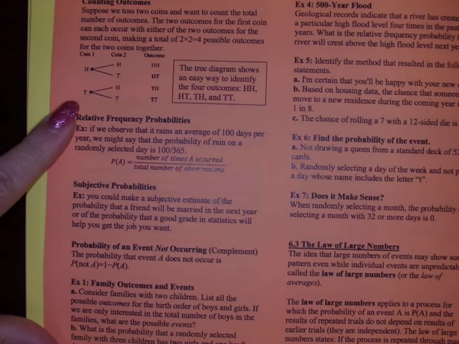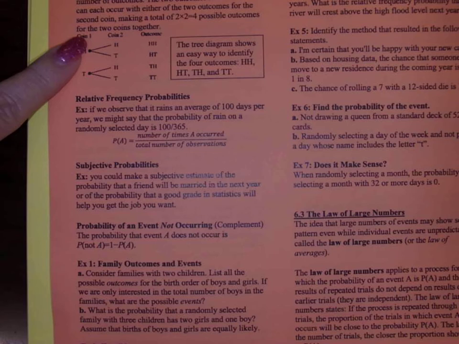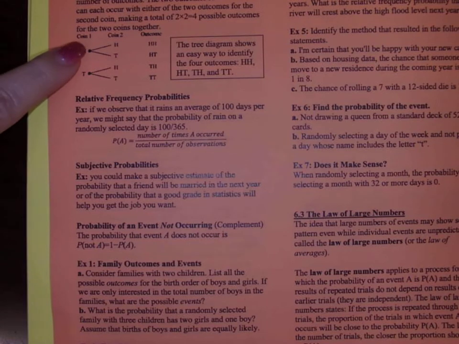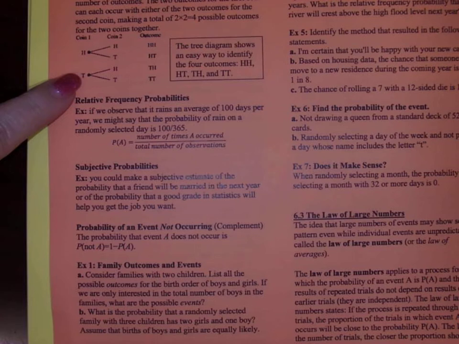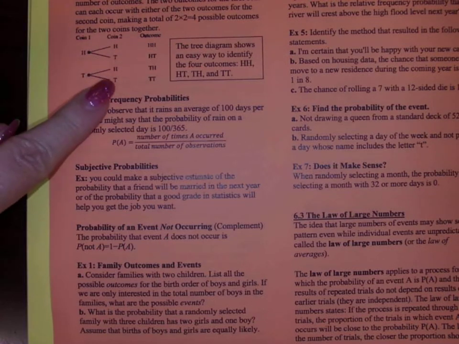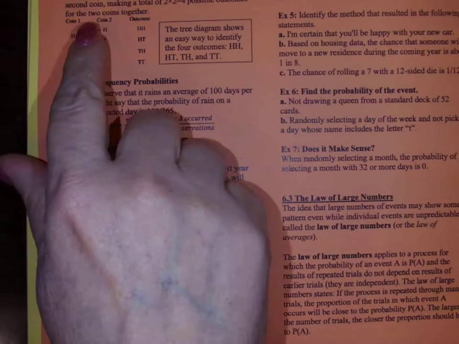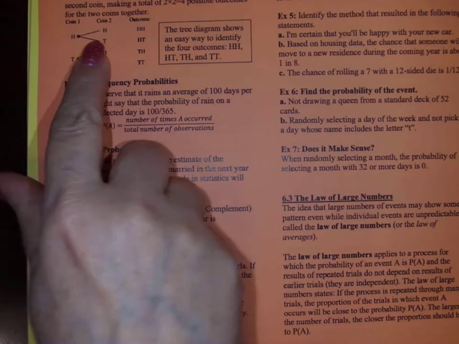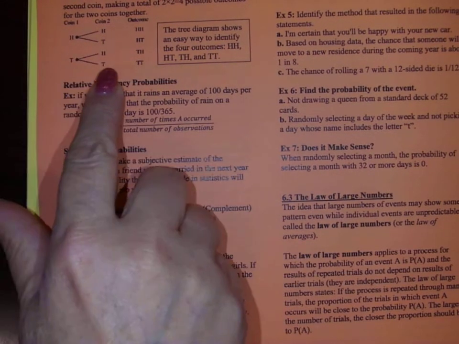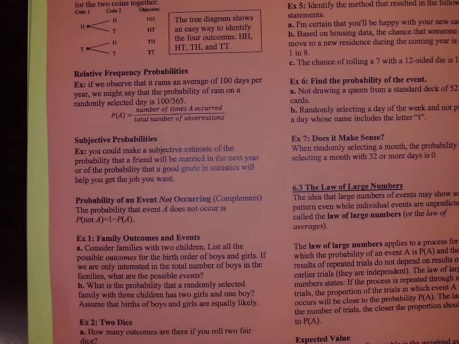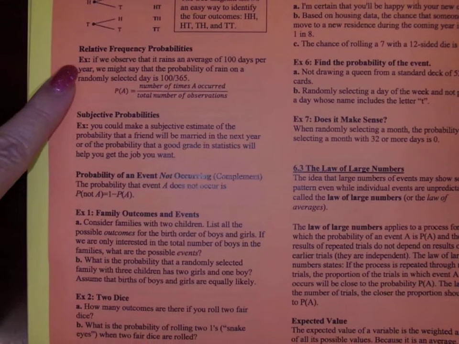Now, if we flip the 2 coins, first of all, we're going to get heads or tails. And then for that head, when we flip the second coin, we get a possibility of heads and tails. And when we flip the tail, we get a possibility of head and tail. These are the 4 possible outcomes that we get. We can get head, head; head, tail; tail, head; tail, tail. All right.